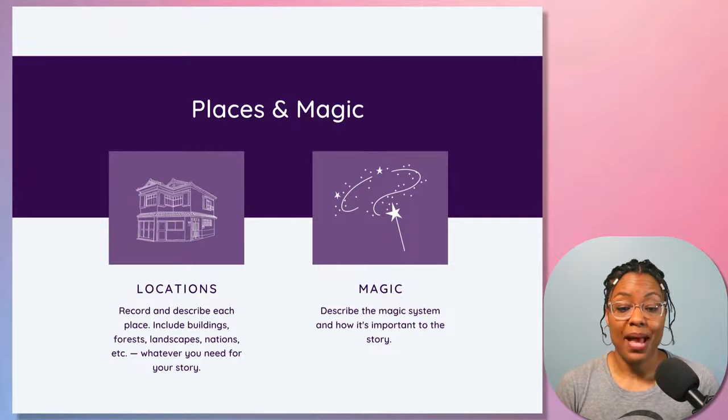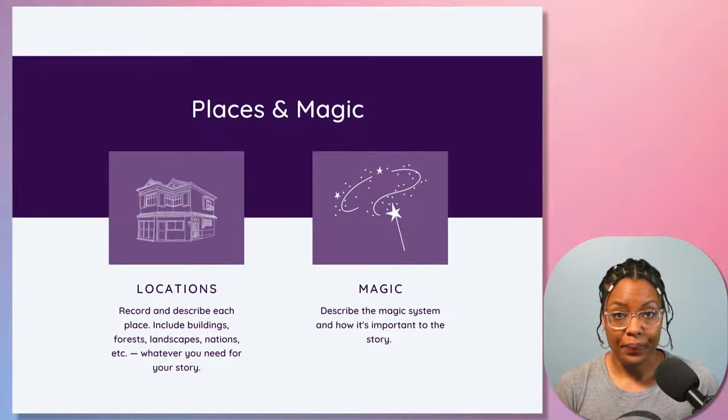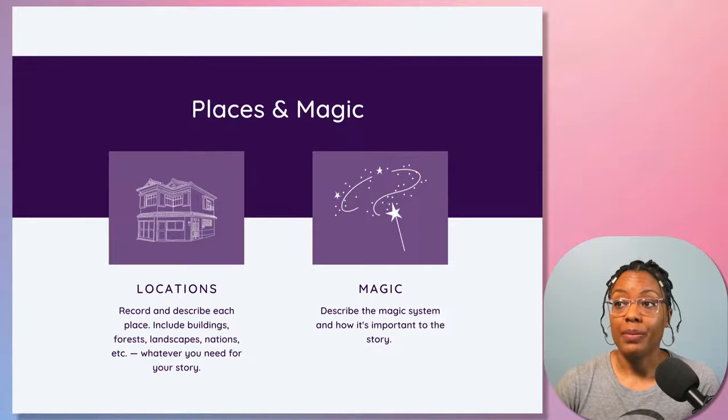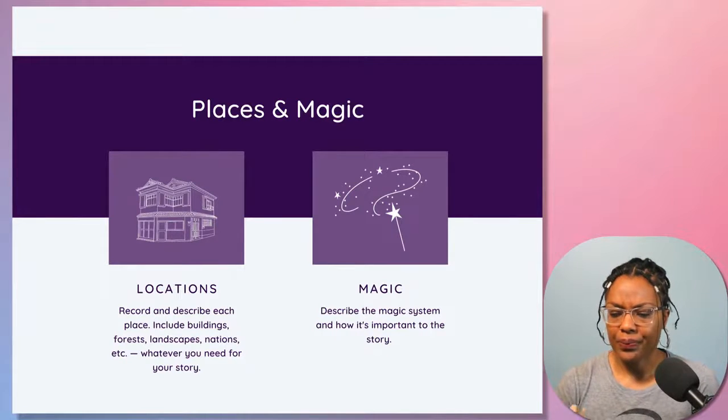And then there's places and magic. So you're keeping track of your locations, buildings, forests, landscapes, nations, planets, whatever it is, and describing them, things that you need in the story. Sometimes you might need a map of even a room. When you think about fantasy maps and these big locales, but often I need to diagram a room or the floor of a house so that I know where my characters are walking in space and time.